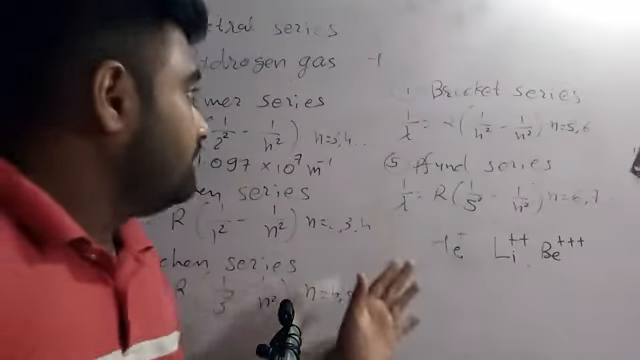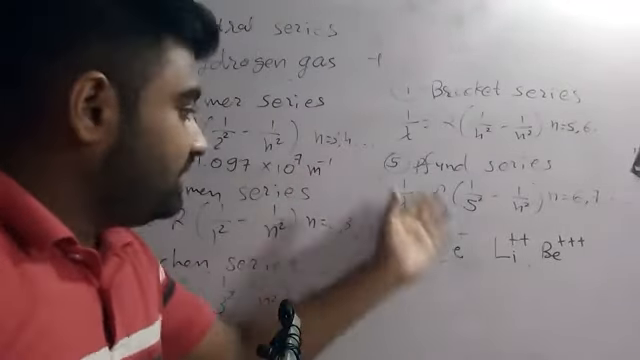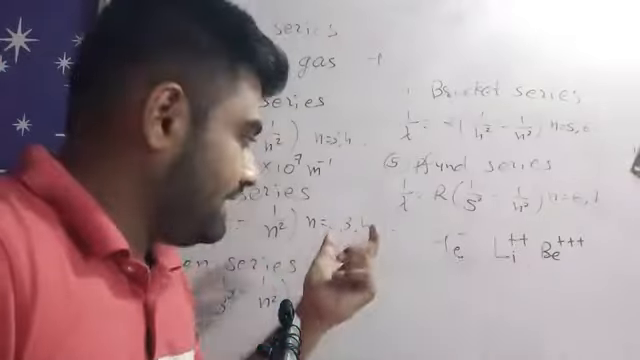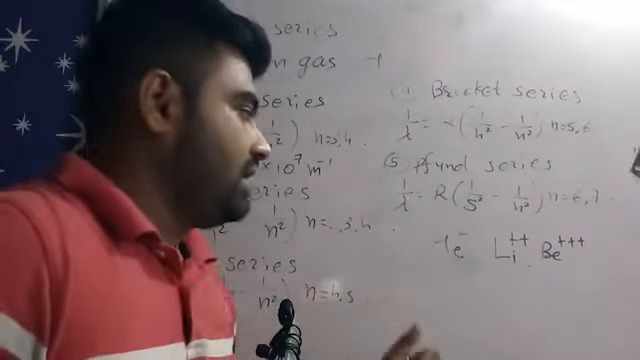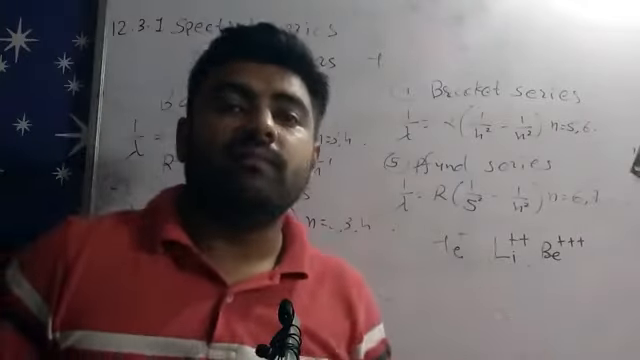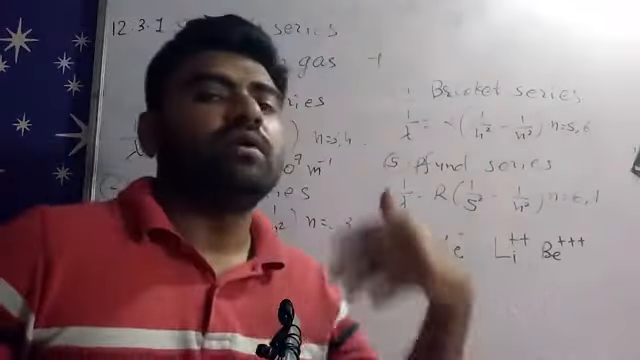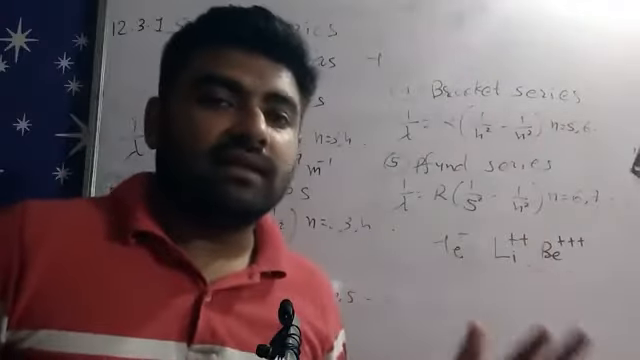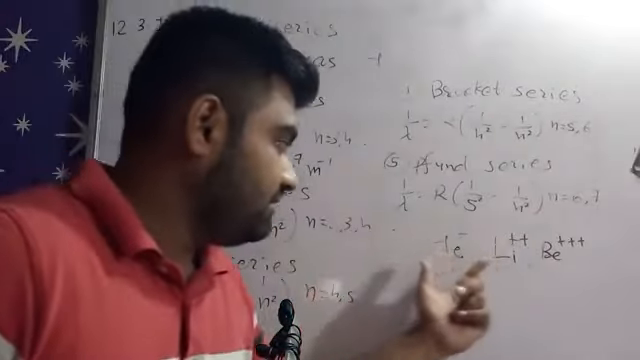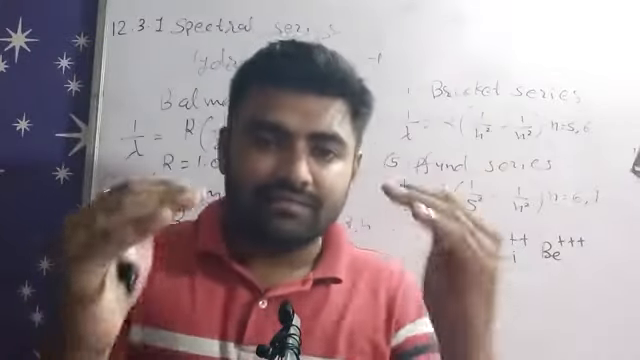Apart from these gases, only hydrogen has these simpler forms. For helium plus there will be a more complex form, and for lithium even more complex. As the atomic number increases, the complexity of these equations increases.